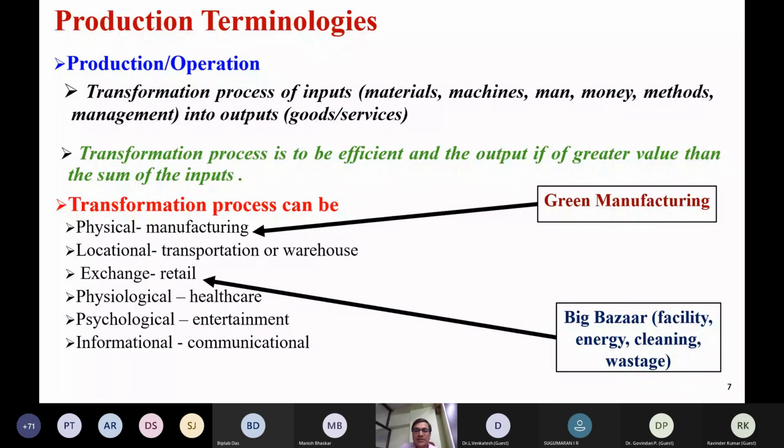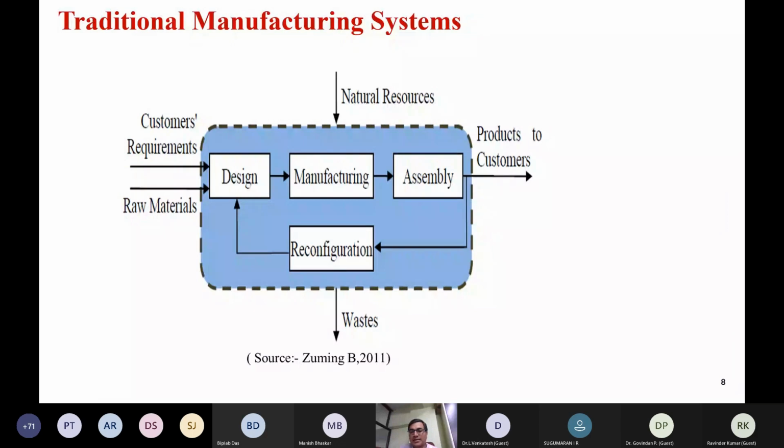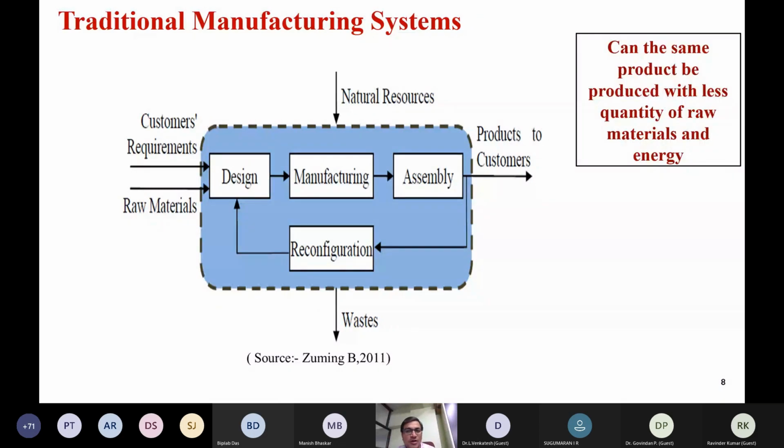Then the traditional manufacturing system, which you are all aware of: inputs, then design, manufacturing, assembly, then final products. Natural resources are input and some waste is generated. This is the typical picture of the traditional manufacturing system. Is it right? Yes. This is the way traditional manufacturing is performed in industry. Then the same question here also: can the same product be produced with less quantity of raw material and energy? Is it possible?